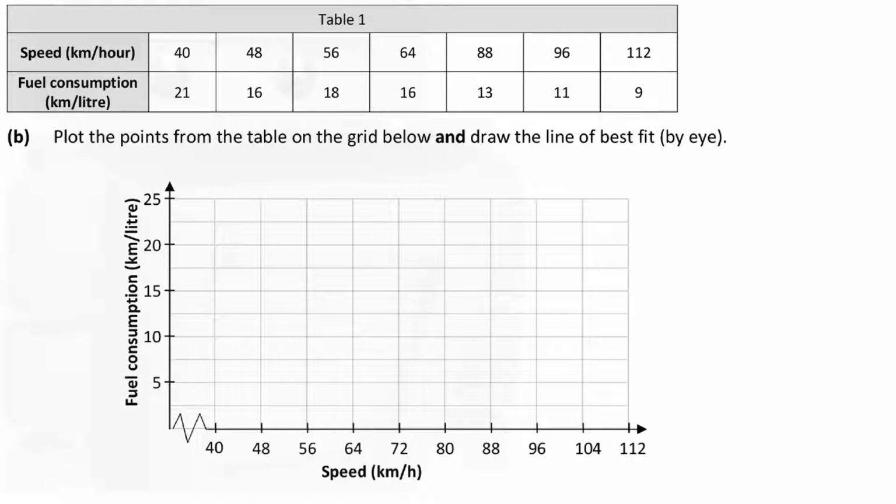So part B then, plot the points from the table on the grid below and draw the line of best fit by eye. So let's start plotting our points. Now, just to warn you in advance, this screen doesn't particularly like plotting points, so I'm going to have to draw them quite big, because otherwise they'll disappear. So the first one is 40, 21, which is roughly there. Obviously, if you're using a pencil, you can be a lot more accurate than I can on this. So 48, 16 is here.